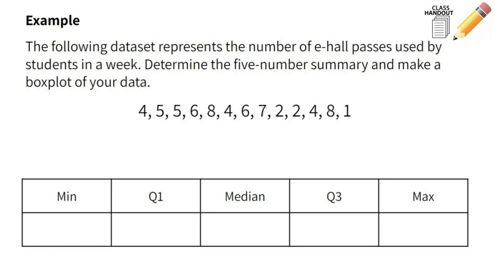All right, so let's take a look at an example. It says the following data set represents the number of e-hall passes used by students in a week. Determine the 5-number summary and make a box plot of your data. So first thing we have to do is we have to put the data in order.